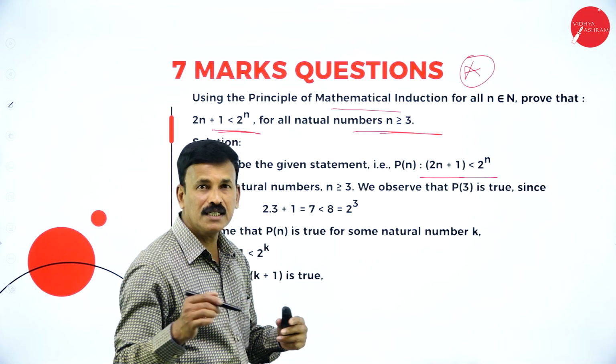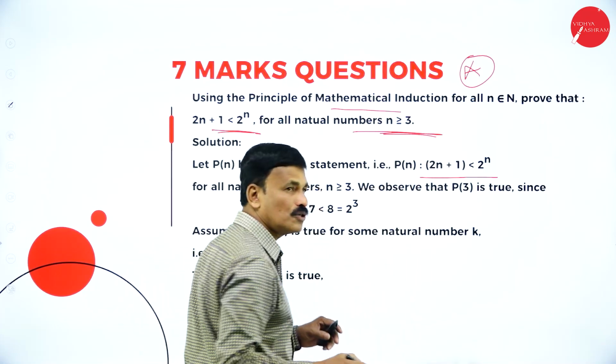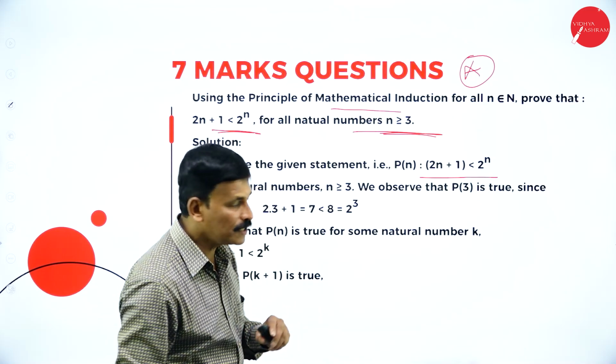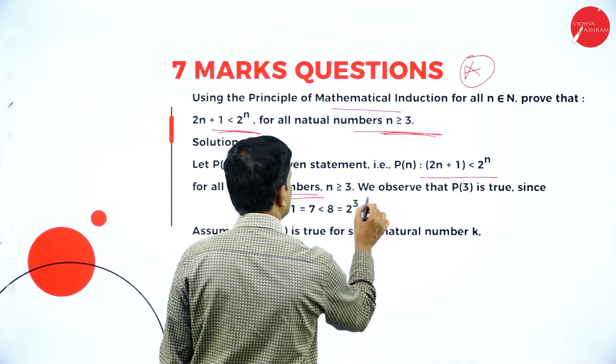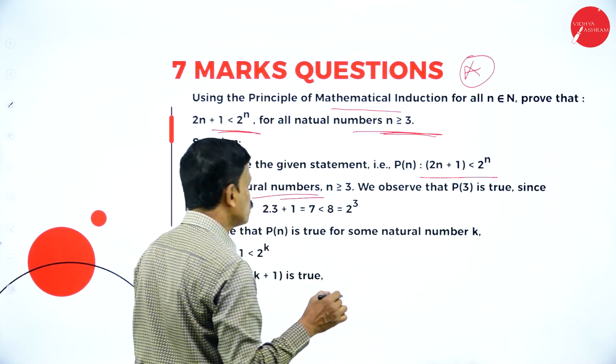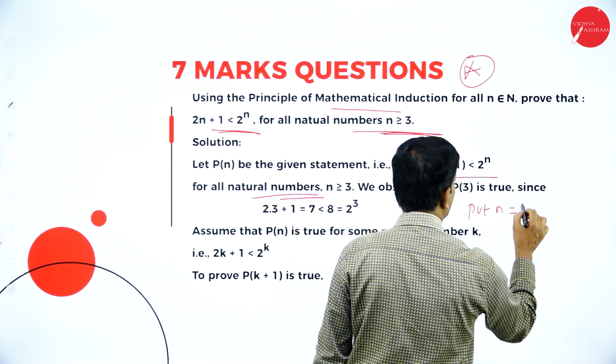Here we cannot take n is equal to 1 because n should be greater than or equal to 3. So let us take n is equal to 3. If you put n is equal to 3 here, then what happens?